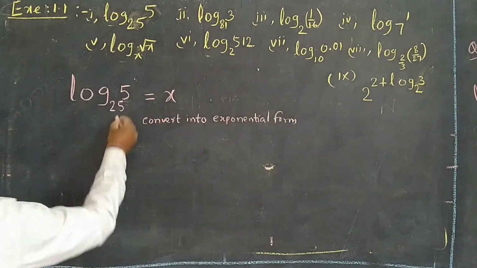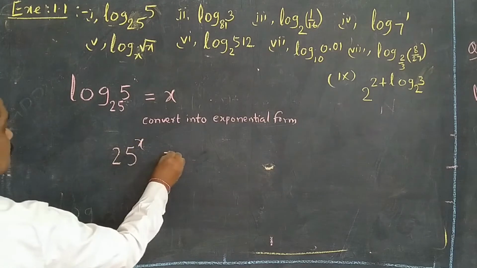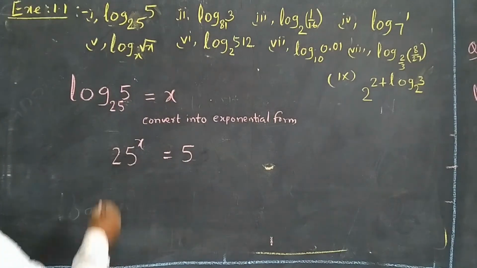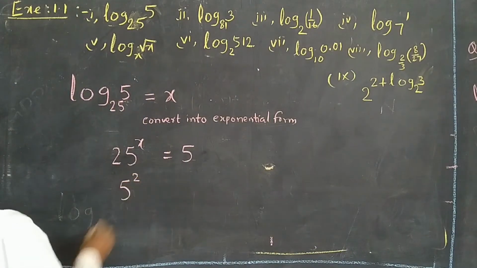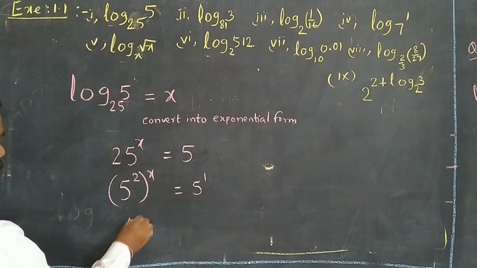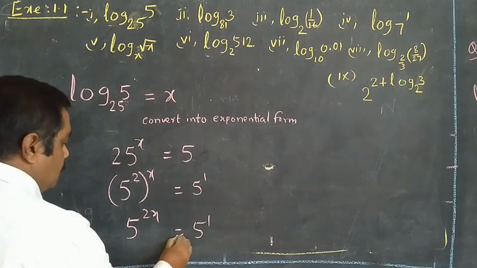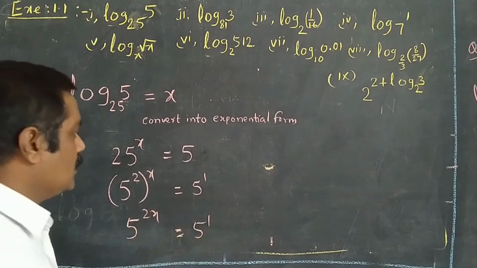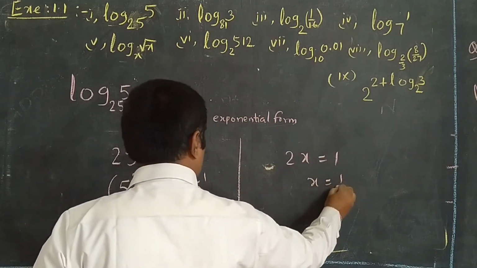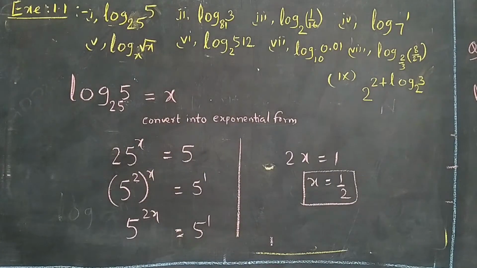So what, children, here? Base 25, power x is equal to 5. Just these two are interchanged. So 25 we have to write as 5 power 2, whole power x is equal to 5 power 1. So it is 5 power 2 into x, 2x, is equal to 5 power 1, and the equality symbol. When bases are equal, powers are also equal. That's why 2x is equal to 1. So x is equal to 1 by 2. This is the answer. Okay? Clear? Right.